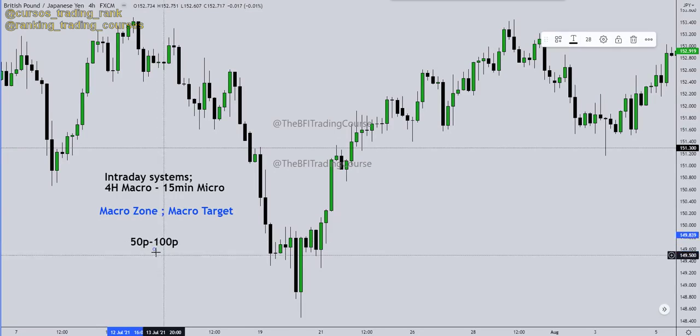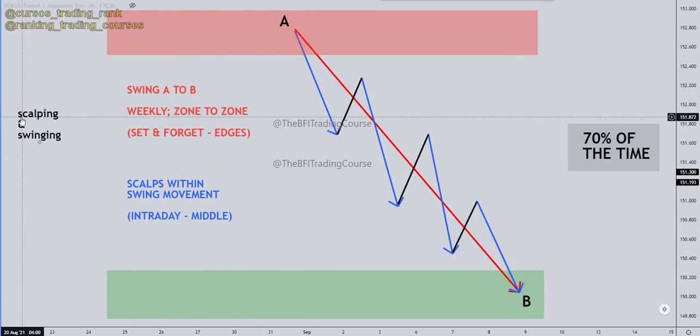Okay, but these are the average movements, and it really depends on your pair. Maybe some USD pairs may be less, unlike some yen pairs, which are swing pairs. But we're here to differentiate between scalping and swinging. Okay, so scalping is essentially a 15-minute entry off a 4 hour zone. Well, what's swinging?